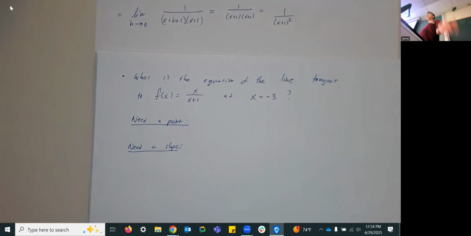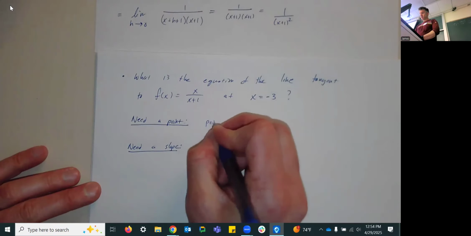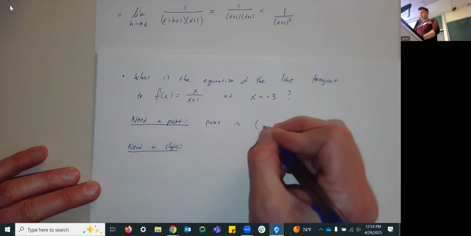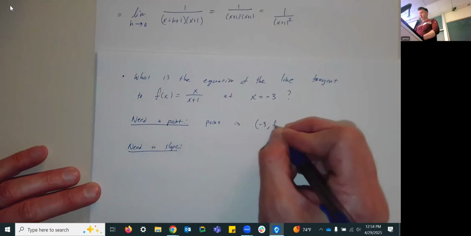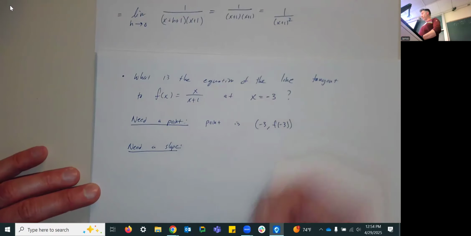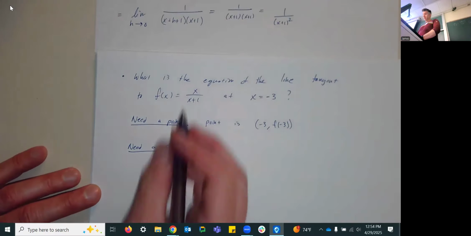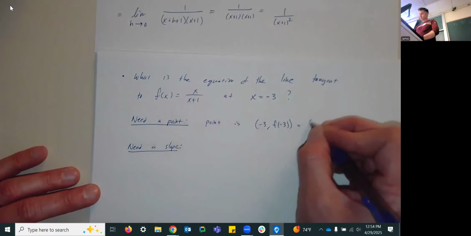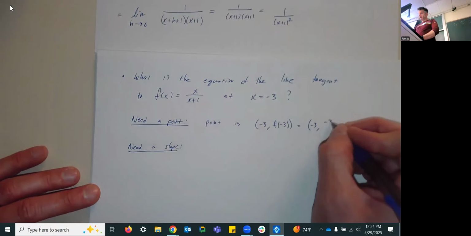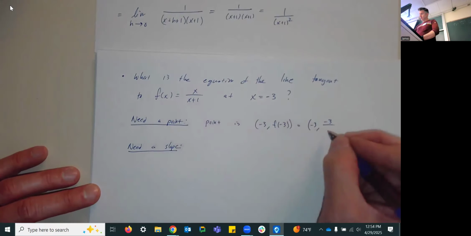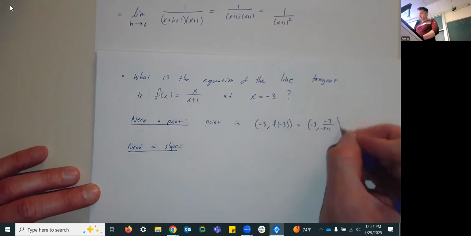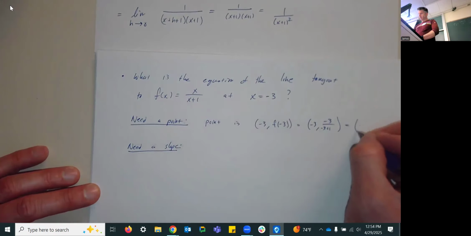We already have half of the point. They gave us the x-coordinate, but we need the y-coordinate. So our point is going to be -3, comma, whatever the y value is when we plug in -3 for x. Well, if you plug in -3 here, you get -3 divided by -3 plus 1, which is -3 over -2, or +3/2.